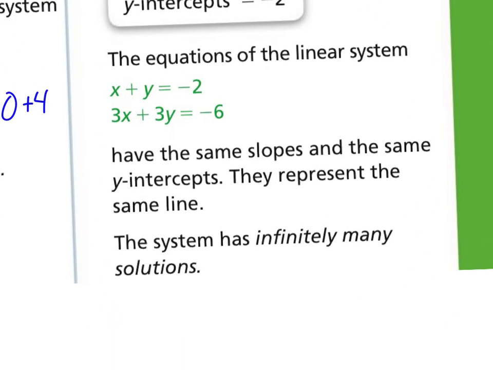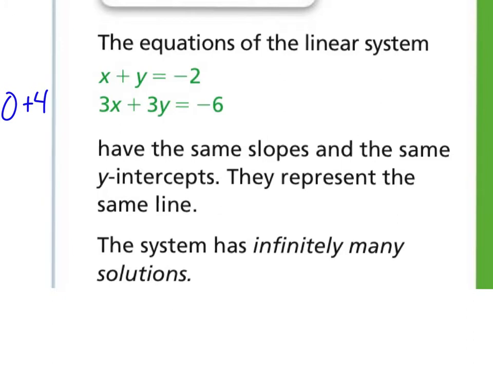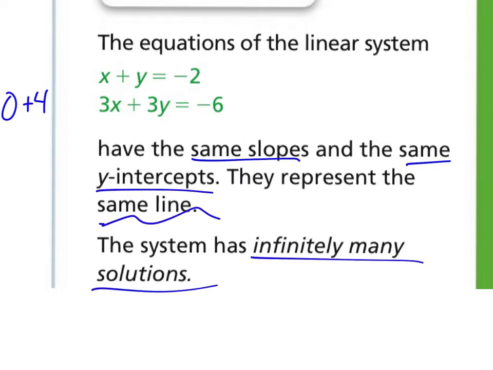And this one, you can't really tell by the format, but these have the same slope and the same y-intercept. So they are the exact same line. We have infinitely many solutions.